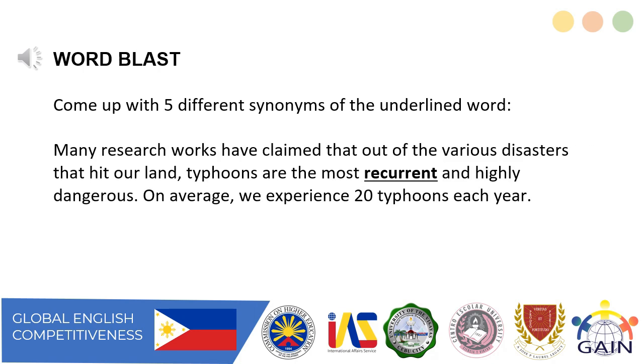Next, many research works have claimed that out of the various disasters that hit our land, typhoons are the most recurrent and highly dangerous. On average, we experience 20 typhoons each year. Now, judging the context of how the word recurrent was used, what 5 different synonyms can you think of right now? As of the moment, I can think of repeated. It could be regular. It could be frequent, cyclical, persistent. What about you?